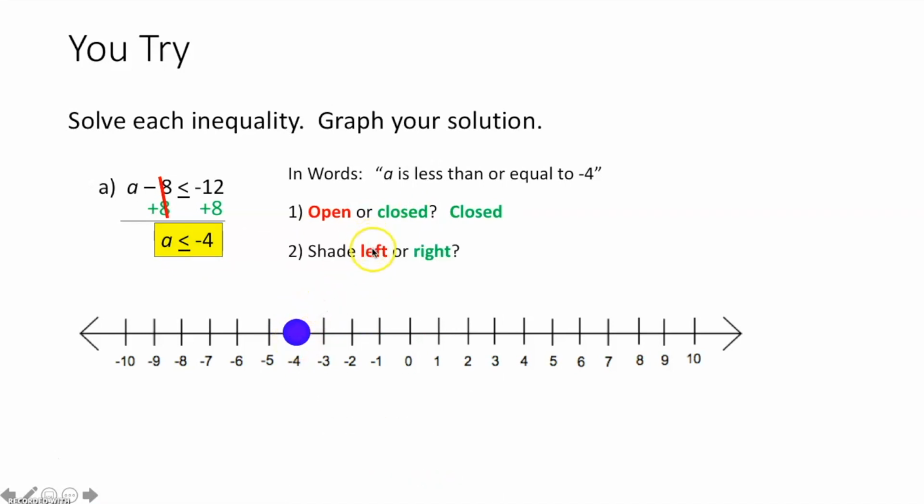Now, are we going to shade to the left or the right? Well, we have A is less than or equal to negative 4. So we want all the numbers less than or equal to negative 4. So that would be negative 5, negative 6, negative 7, negative 8. So we're going to shade to the left of our circle. And again, if you didn't remember that, remember the cheat code. If our variable is on the left, we look at the inequality sign and it's pointing to the left. That's why we shade that way.